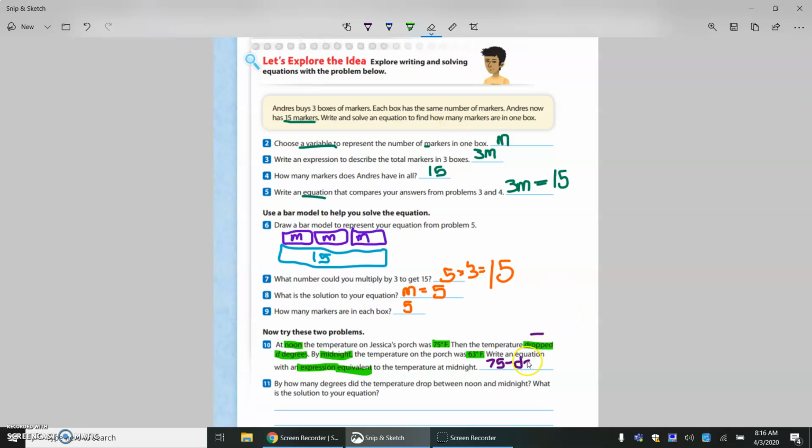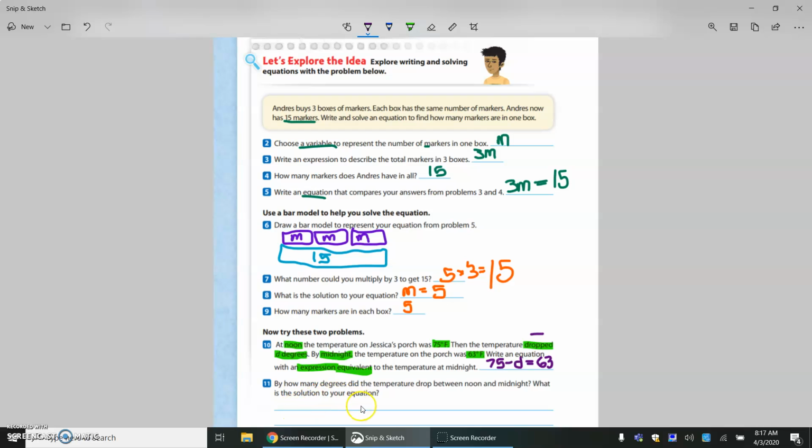So erase that. Okay. Try that equal sign again here. I'll take it. It's better than it was. And we're done. Again, it does not say to solve, it just says write an equation with an expression equivalent to the temperature of the night. So it shows this is our expression with the variable, and it equals the temperature of the night. Done.